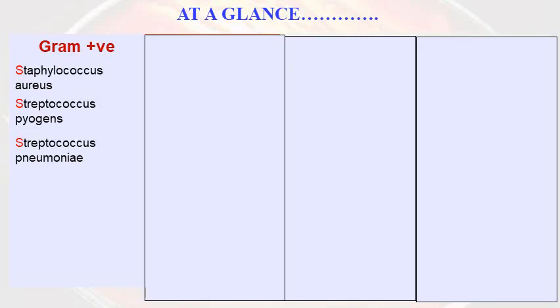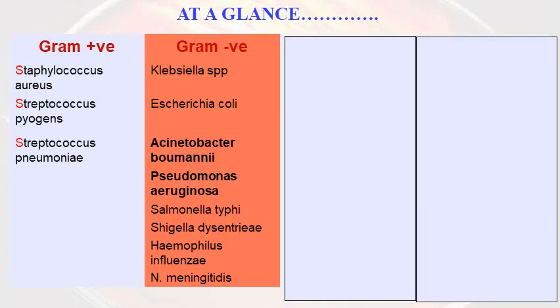So in gram positive bacteria, some examples are Staphylococcus aureus, Streptococcus pyogenes and Streptococcus pneumoniae. The gram negative, which are the dangerous ones, are Klebsiella species, Escherichia coli, then Acinetobacter baumannii and Pseudomonas aeruginosa, which are the major culprits. Then Salmonella typhi, Shigella dysenteriae, Haemophilus influenzae and N. meningitidis are members of the gram-negative family.